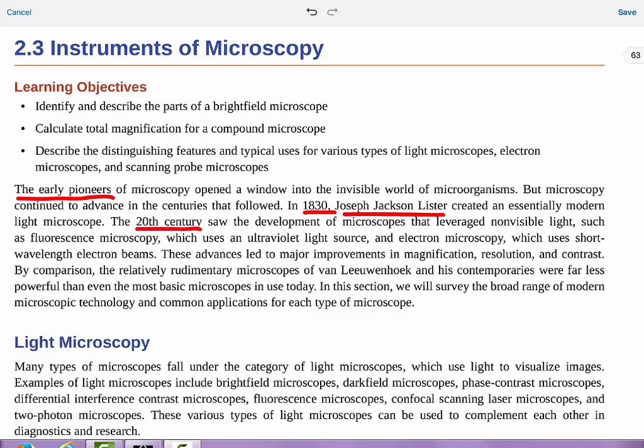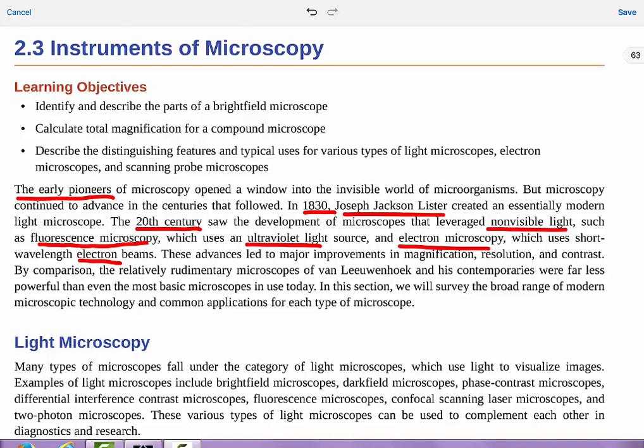The 20th century saw the development of microscopes that leverage non-visible light, so using some of those other EMR, and we'll see those in a moment, such as fluorescence microscopy, which uses an ultraviolet light source, and electron microscopy, which uses short wavelength electron beams. So actually taking electron beams and hitting an object, and then that beam bounces back and we can see things in much, much more detail.